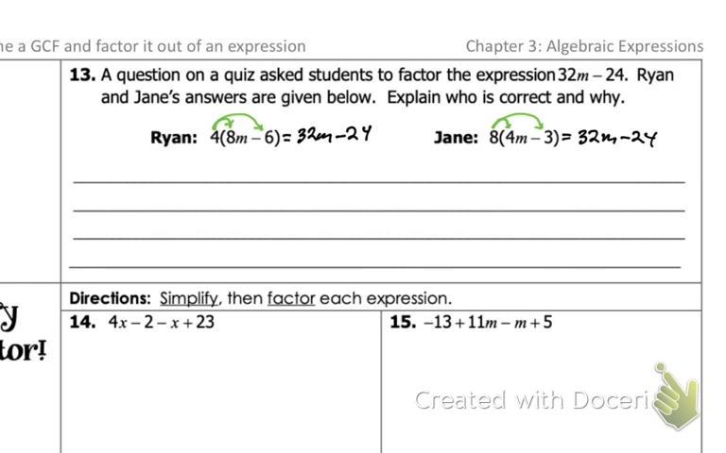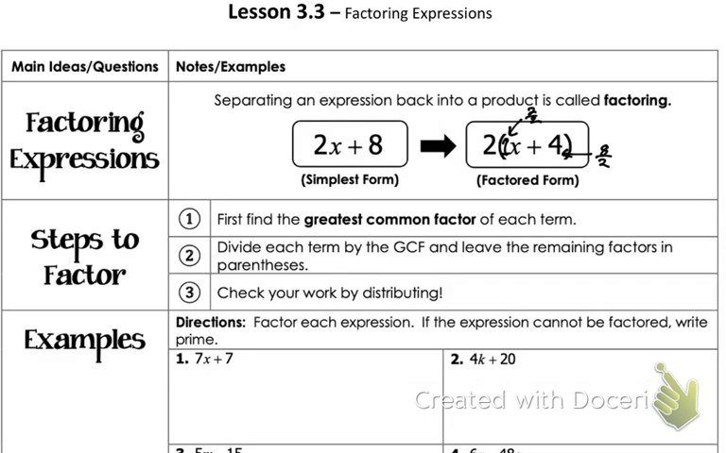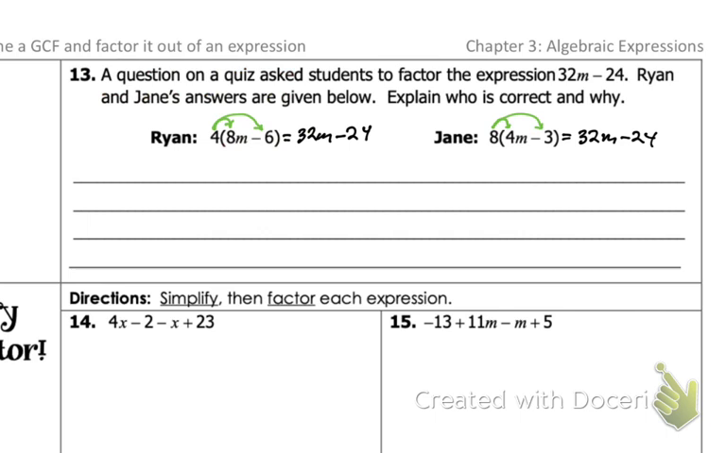So they're both almost correct. They both at least will distribute. But remember, we have one important rule, and what you should have in your answer is it has to be the greatest common factor. Not just a common factor, the biggest number that goes into both of them. The biggest number that goes into 32 and 24 is 8. Jane has it correct because she got the greatest common factor. Ryan just got a common factor.